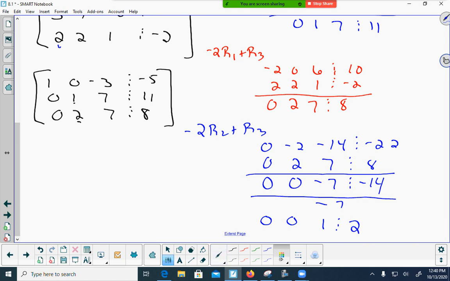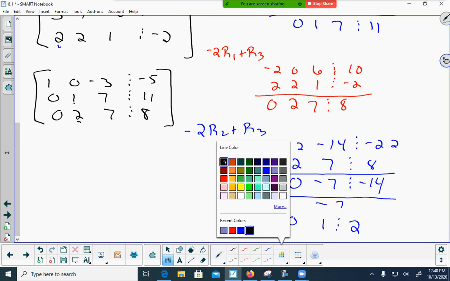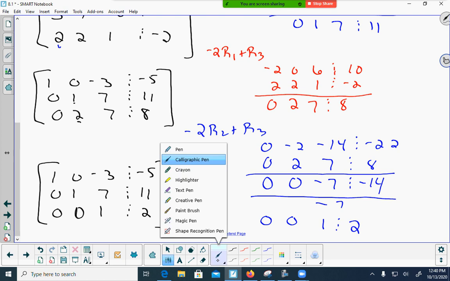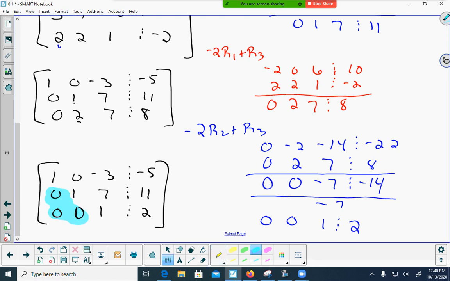So at this point, this is where we stopped last time, but we're going to go on. I'm in row echelon form now. Oopsie, that's a 0. And I could do back substitution, but we're going to do reduced row echelon. To do reduced row echelon, I have these zeros. Now I need to work on making these zeros.